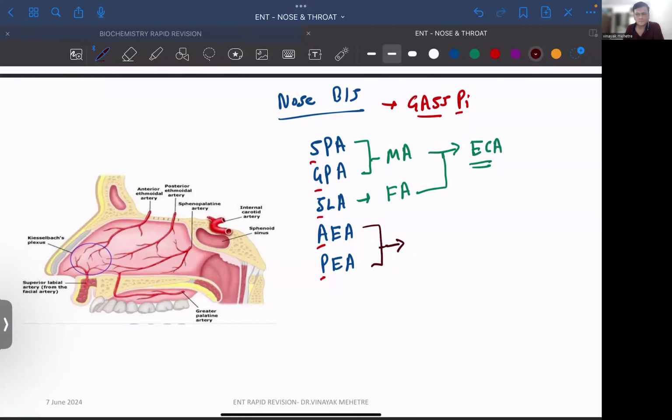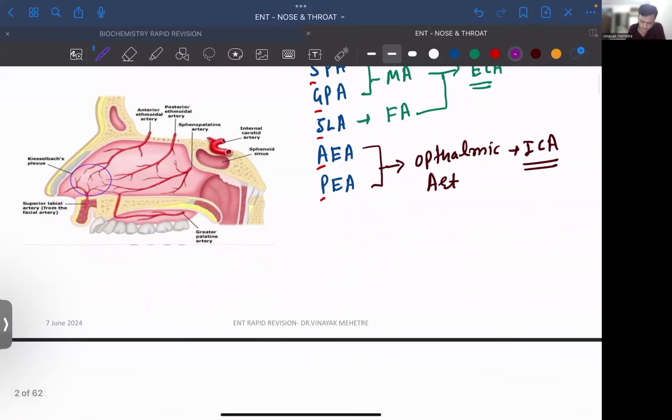What do you think? This is called as ophthalmic artery. And ophthalmic artery is a branch of which carotid artery? That is internal carotid artery. Okay. Now, Kisselbach's plexus or Little's area do not contain which artery from nose blood supply? Or how many arteries are present in Kisselbach's plexus or Little's area?